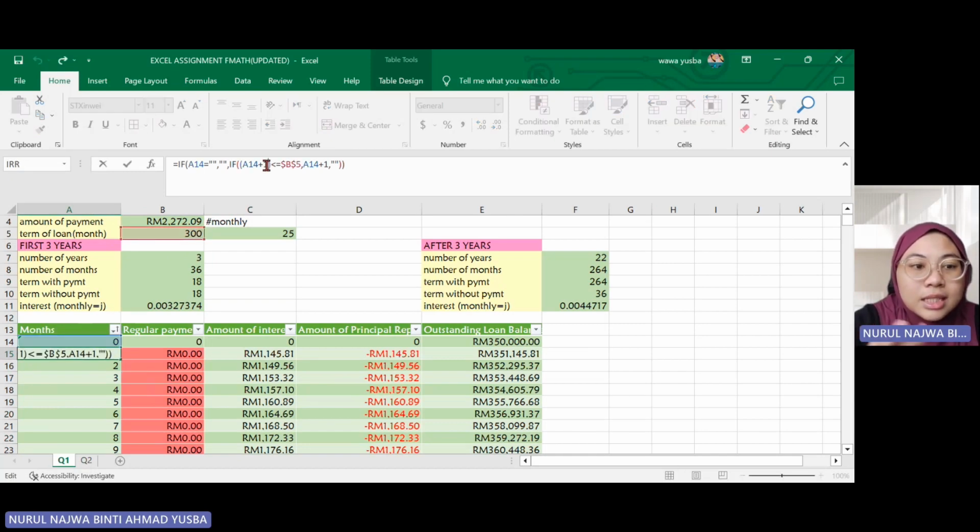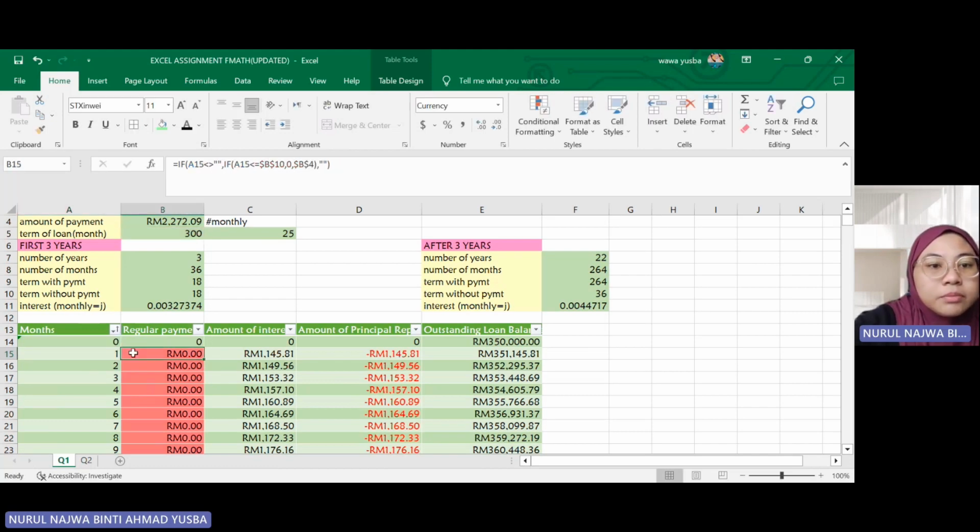So for the amortization schedule, in the first column, I use an IF logical test. The logical test is if A14, which is 0, the cell before, plus 1 is lesser than B5, which is 300, the term of loan in months. If true, then the value will be A14 plus 1, which is the cell before plus 1.